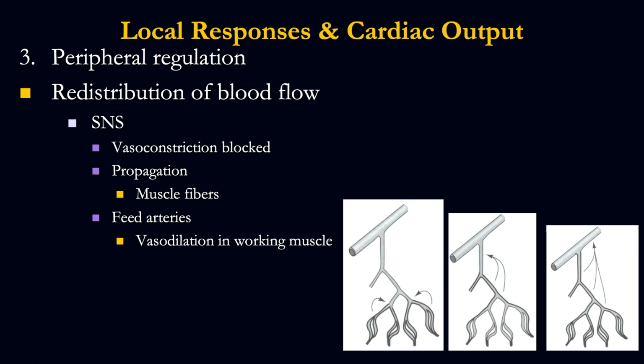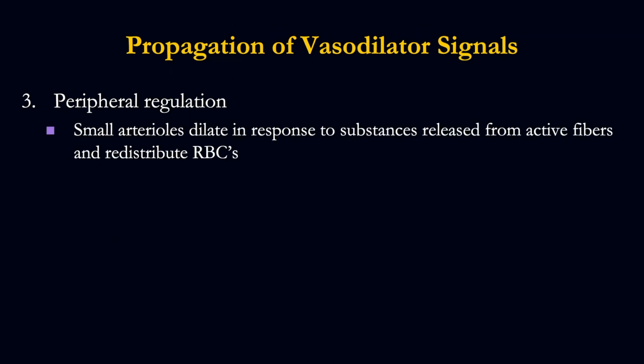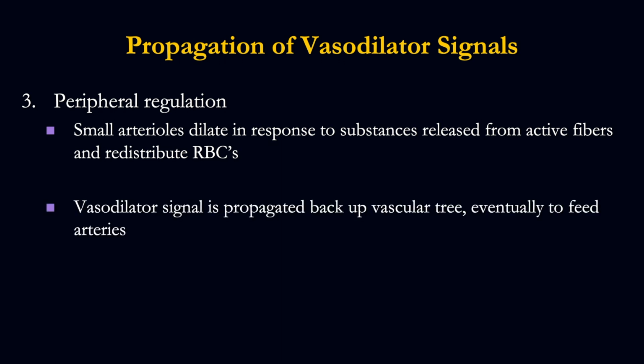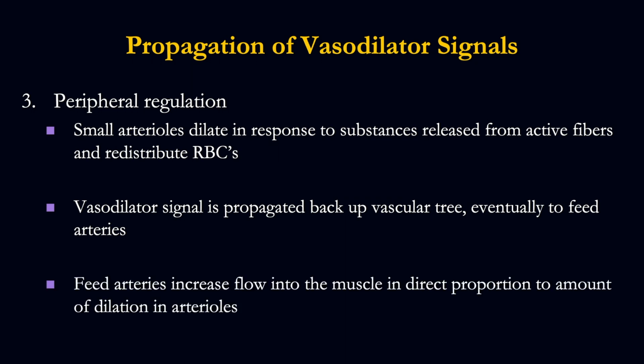So these vasodilator signals are propagated up the vascular tree. The small arterioles are going to dilate in response to these substances from these actively working muscle fibers and cause a redistribution in red blood cells, aka blood. That vasodilator signal is then going to be propagated up the vascular tree, eventually to the feed arteries, which don't have a lot of SNS input. The feed arteries will increase blood flow into the working muscle in direct proportion to the amount of vasodilation experienced by the arterioles.